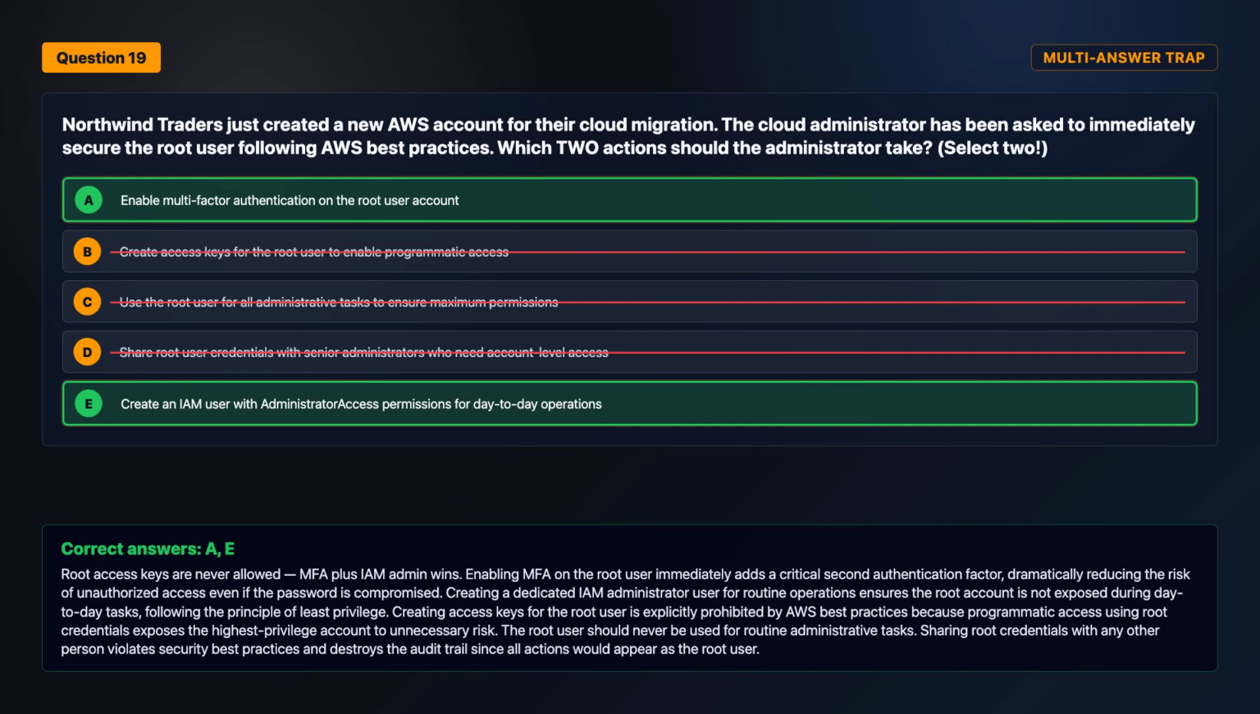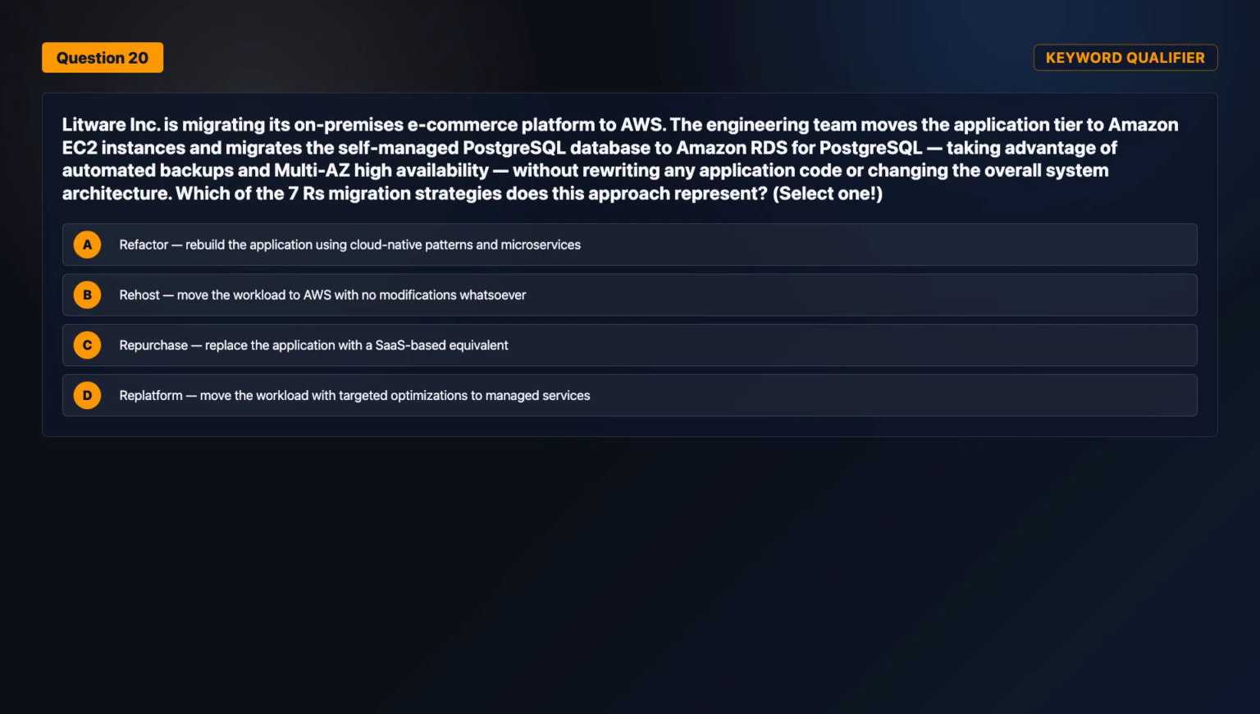Time for another one. Question 20. Litware Incorporated is migrating its on-premises e-commerce platform to AWS. The engineering team moves the application tier to Amazon EC2 instances and migrates the self-managed PostgreSQL database to Amazon RDS for PostgreSQL, taking advantage of automated backups and multi-AZ high availability, without rewriting any application code or changing the overall system architecture. Which of the 7 Rs migration strategies does this approach represent? Select one. Review the answer choices on screen.